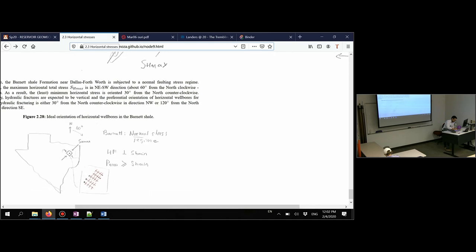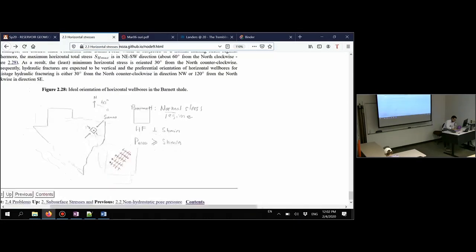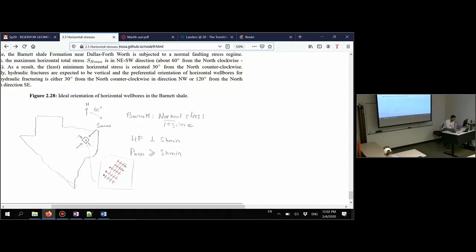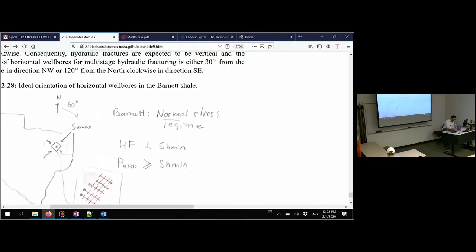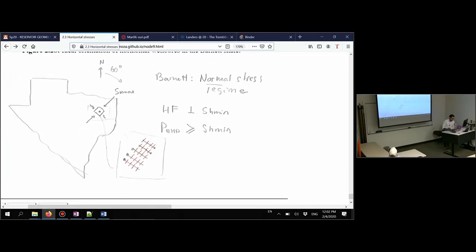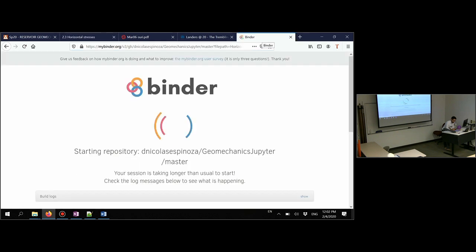And this is one example, instead of in the Permian Basin, in the Barnett Shale. But it is the same thing. The direction of your wellbores is going to depend on what is the direction of the minimum principal stress. So in general, normal faulting or strike slip, you want the orientation of these wellbores to be aligned with the direction of the minimum principal stress. Any question?